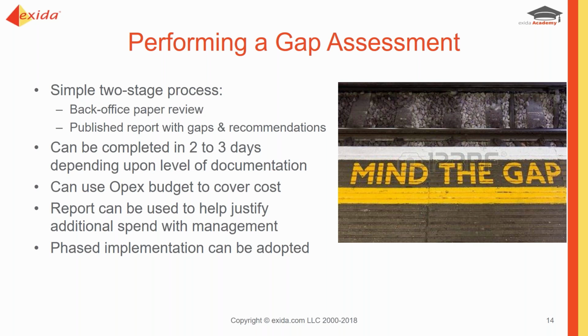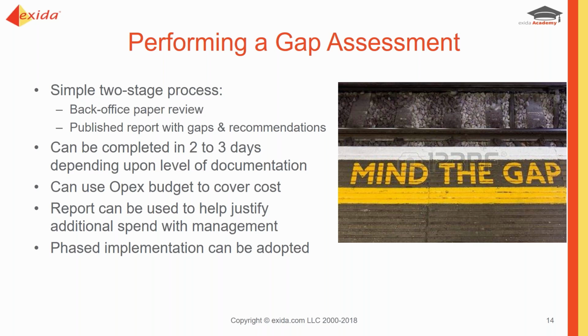So how do we perform a GAAP assessment? Well, it's a very simple 2-stage process that we go through. We can do a back office paper review. Typically, if documentation exists, policies or procedures exist that are in Word or PDF format, they're easily searchable, then as long as the documentation is available, we can usually go through it fairly quickly, and we issue a published report identifying any particular gaps, together with recommendations on how to fill those gaps. And as I've said, depending upon level of documentation and complexity, it's usually achieved within 2 or 3 days.